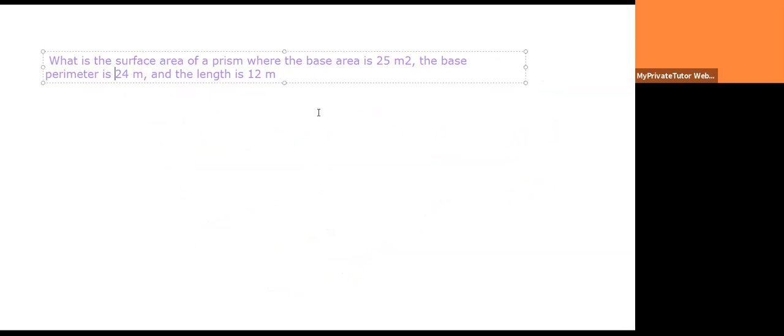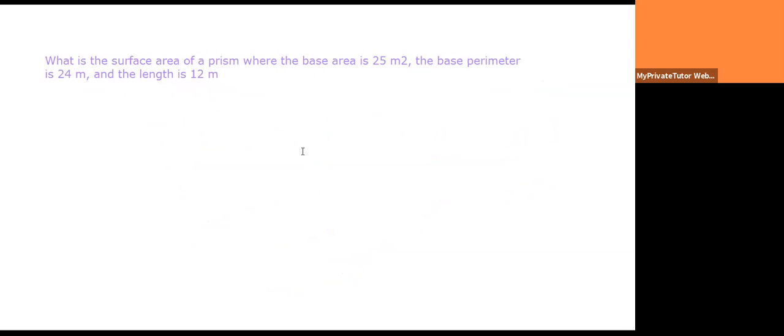Yeah, have a look at this. What is the surface area of a prism? As I said, a prism can be a square prism, a rectangular prism, or a different type. Let's see what type of prism this is. The base area is given, 25 meters square. The base perimeter is given, and the length of a side is given.